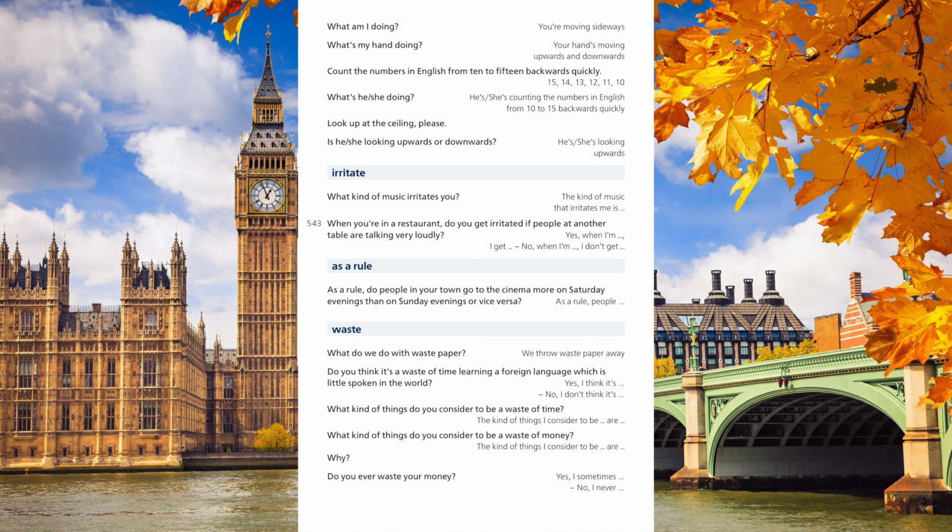Count the numbers in English from 10 to 15 backwards quickly. 15, 14, 13, 12, 11, 10. What's she doing? She's counting the numbers in English from 10 to 15 backwards quickly. Look up at the ceiling, please. Is she looking upwards or downwards? She's looking upwards.